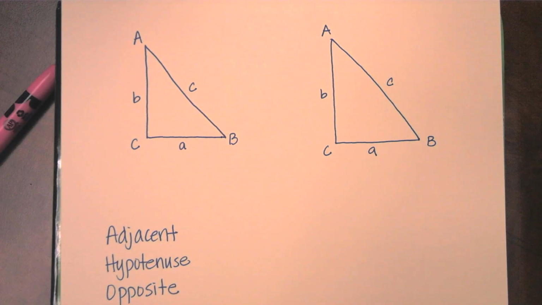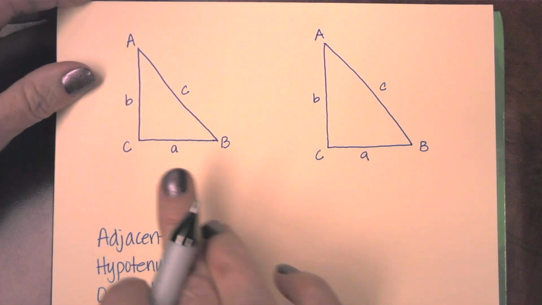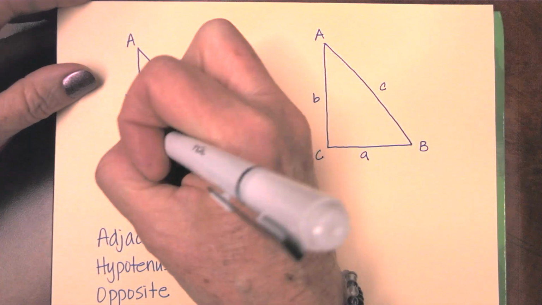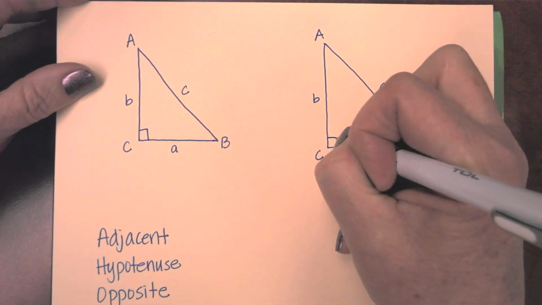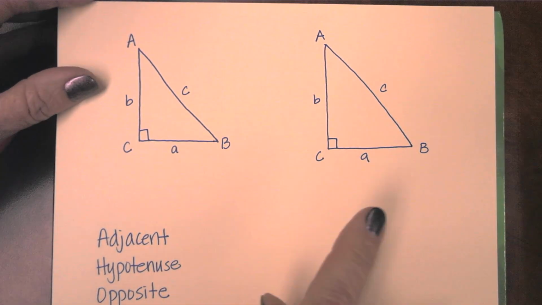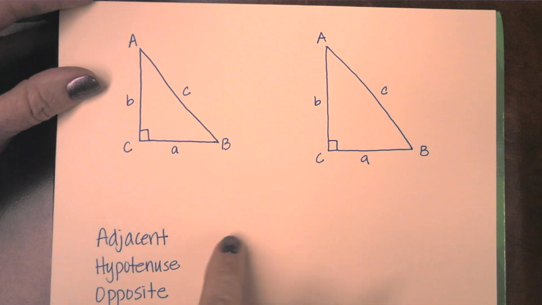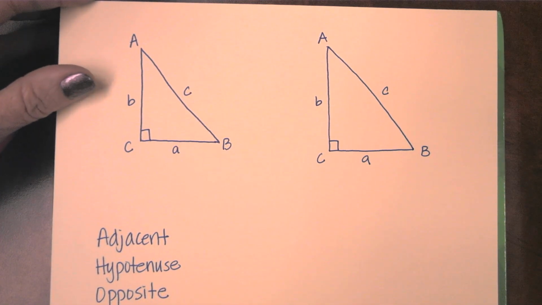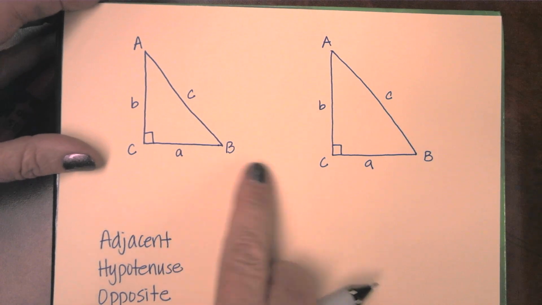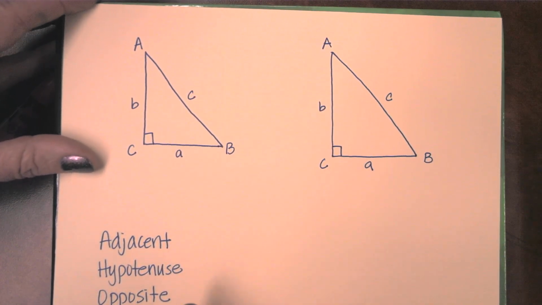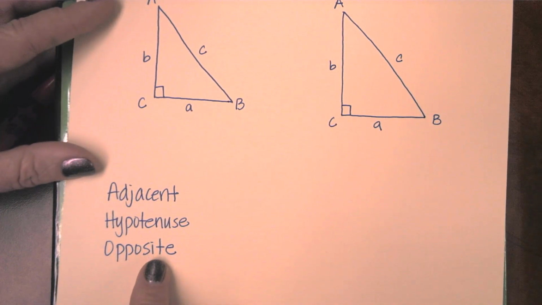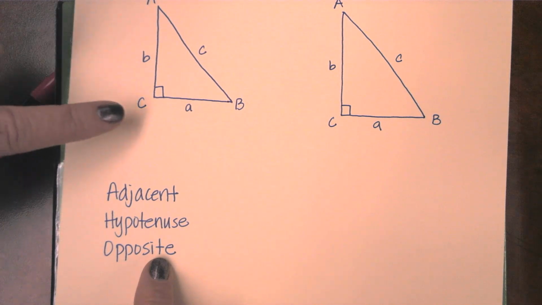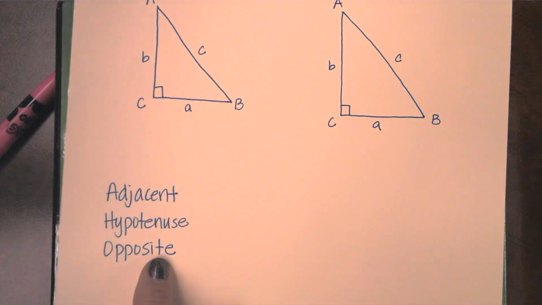I do want you to draw two nice big triangles. Notice that I have them labeled here. If you need to pause the video to get them drawn, go ahead and do that. Once you have drawn them, go ahead and come back. Okay, now I am going to show you how our three vocabulary words that you're going to use for trigonometry appear up here in the triangles.